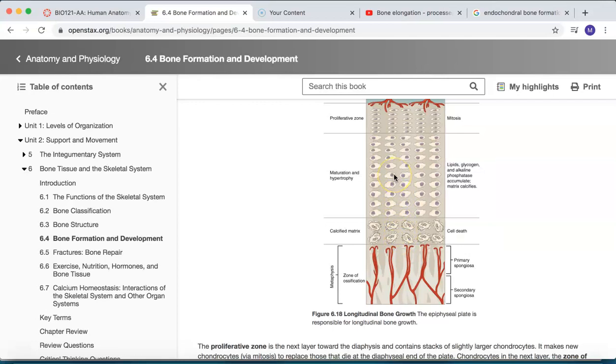So again, do take a look at that YouTube video because I think it does a great job of explaining it. And so that is endochondral growth. And again, take a look at that YouTube video for the epiphyseal plate and its role in longitudinal bone growth.